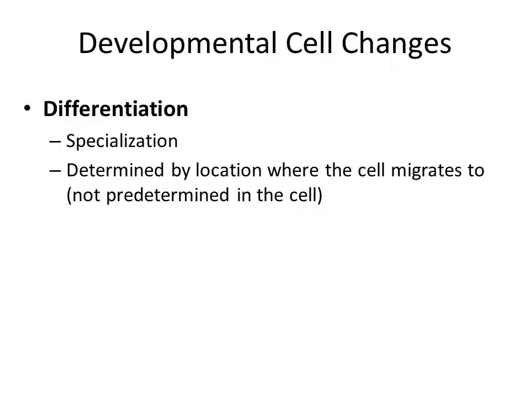So it does seem at this point that while we have specialized functions of different nerve cells within the brain, the location may determine it and its connections to other cells may determine its function, as opposed to having it predetermined when it's first formed from that stem cell.